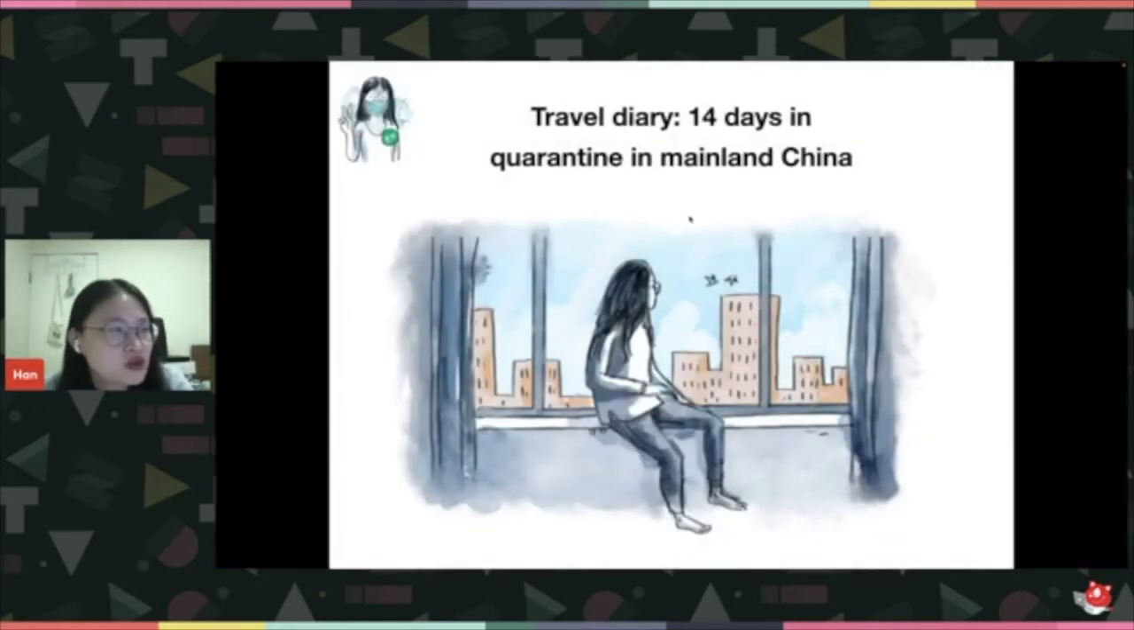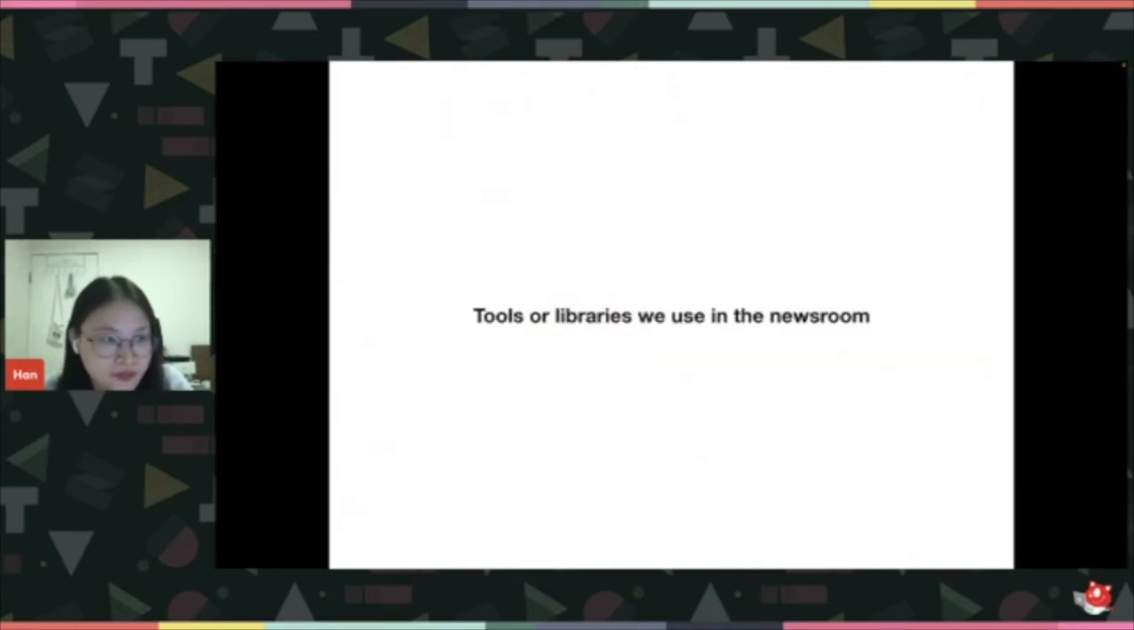So this graphic was based on my personal experience. And so the things I mentioned above are the cases when we collect the data and how we get the story from. And now I'm going to introduce you to some tools and libraries we often use in the newsroom.